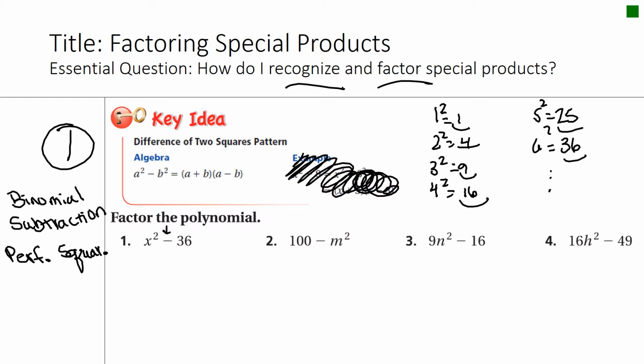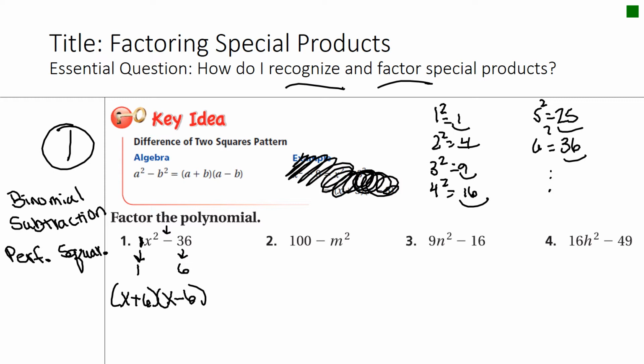Example 1, binomial, difference is subtraction, and the perfect squares, remember there's a 1 in front of this x squared, are 1 and 36. We know that 1's perfect square is 1. We know that 36's perfect square is 6. So the answer to this one is x plus 6 times x minus 6. If you would like to use the diamond method, I said I would stick pretty true to that. Let's go to example 2 and I'll show you what happens.